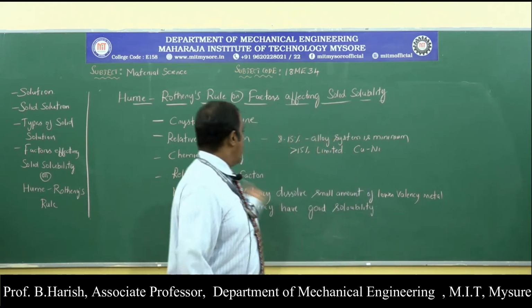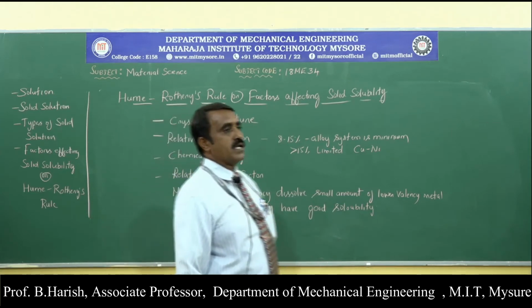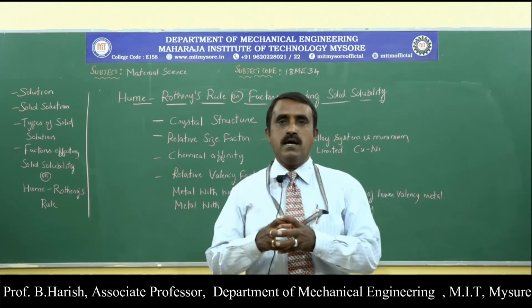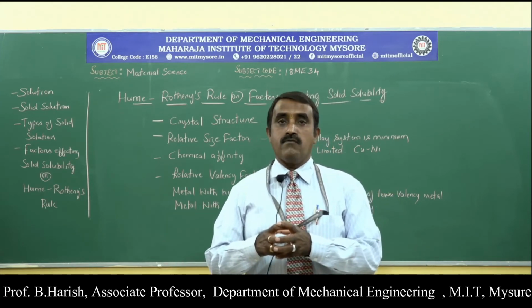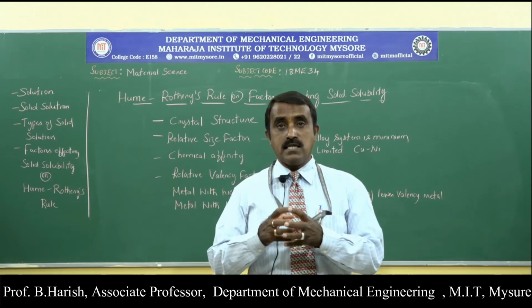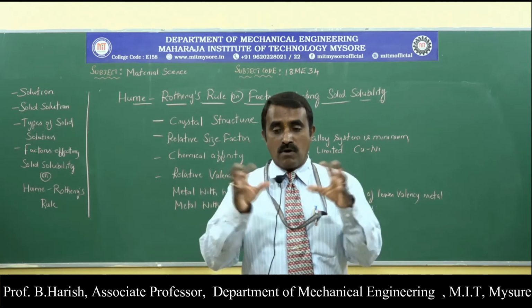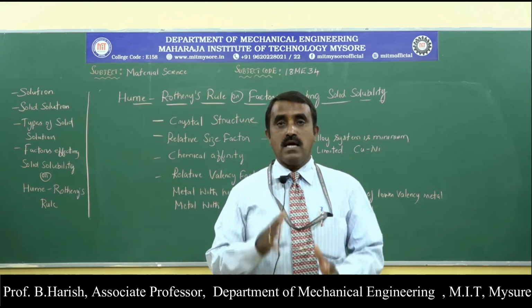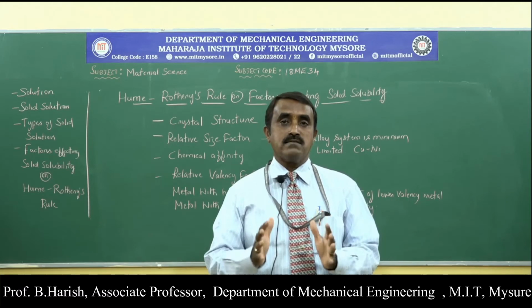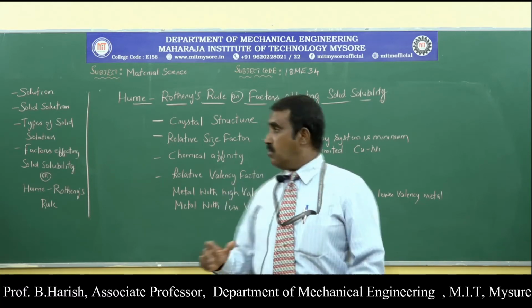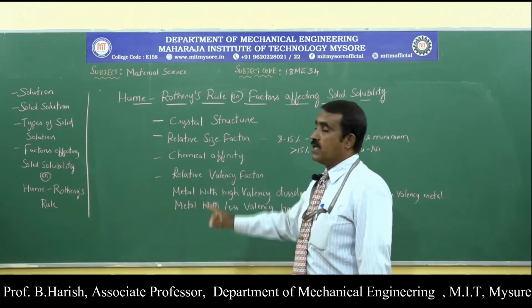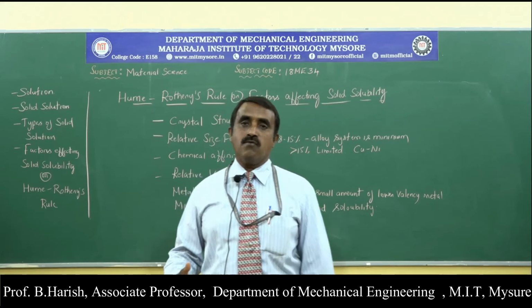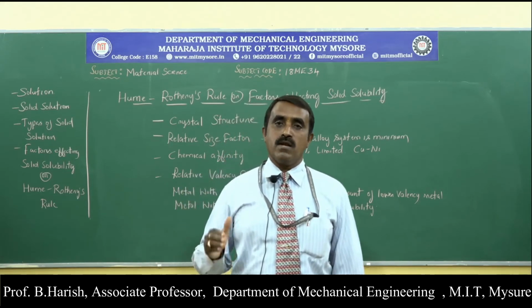Then the third one is chemical affinity. Affinity is nothing but attraction, where one atom gets attracted to the other. Chemically, if they attract each other, then the solubility of one in the other will be very easy. If chemical affinity is less, then it will be difficult. So if the chemical affinity is more, then the solubility of one atom in another will be more.